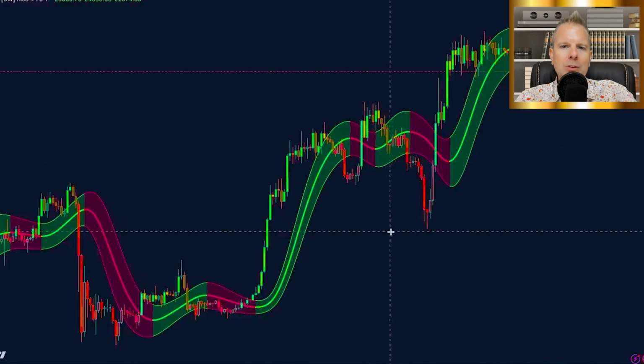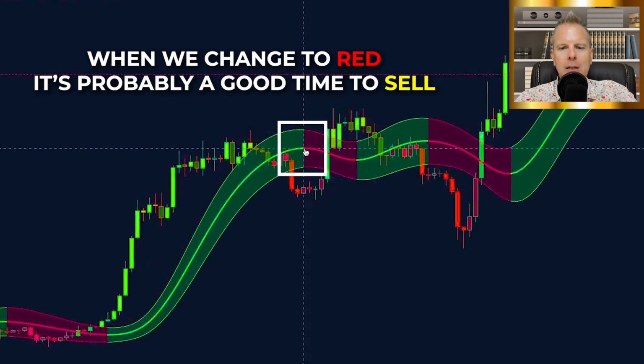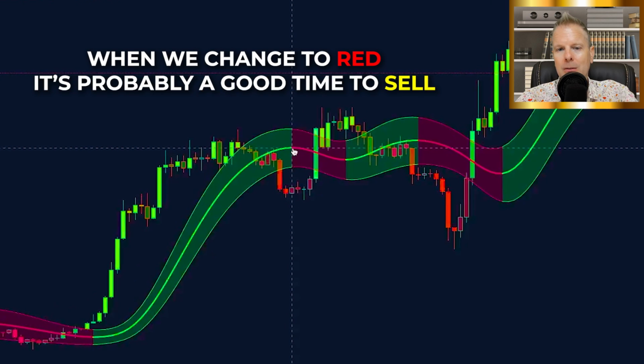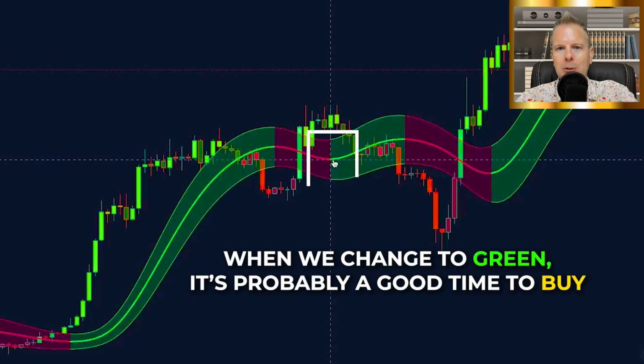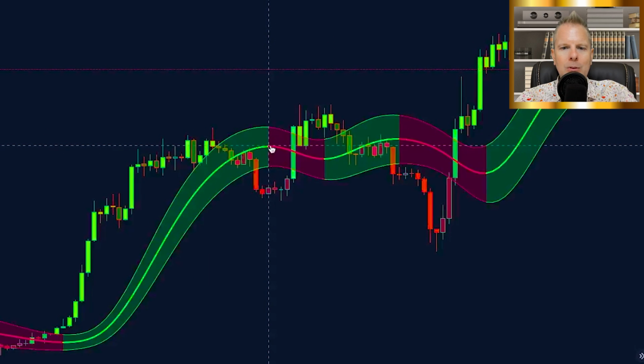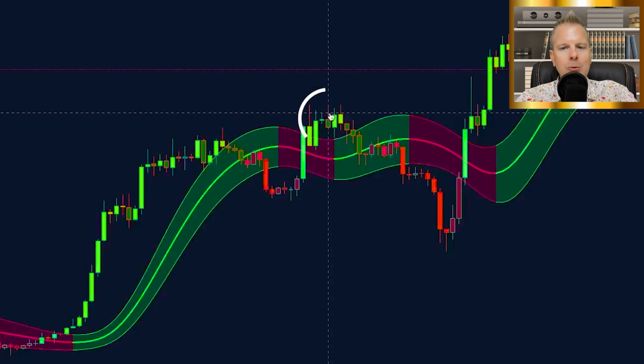legendary Gaussian channel. Now, what you will say first is, okay, when we change to red, that's probably a good time to sell, right? And then when we change to green, it's probably a good time to buy. But this is not true. If we would have sold here and bought up here, we would be looking like fools.